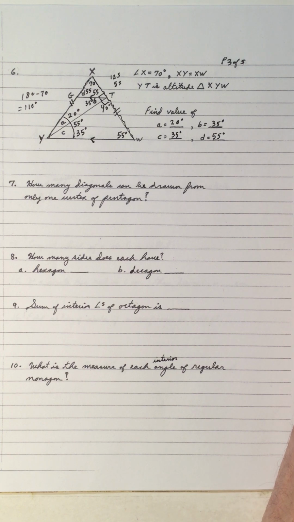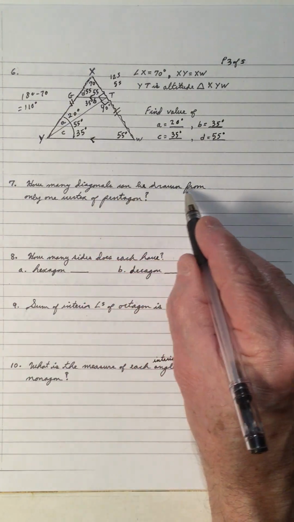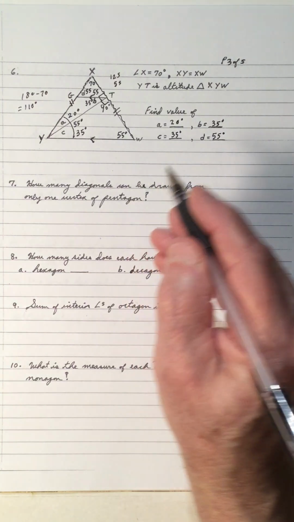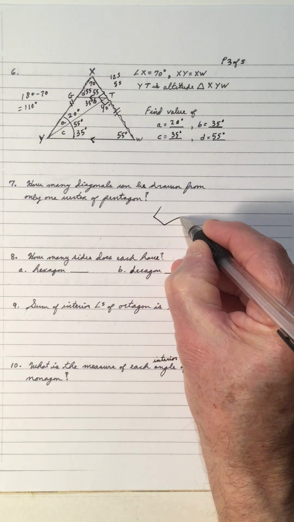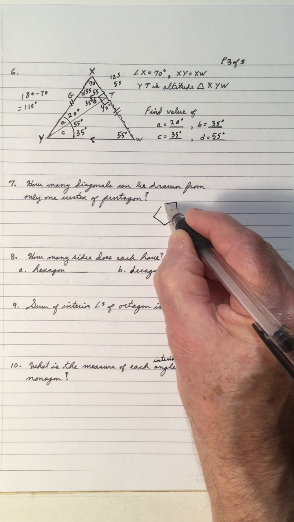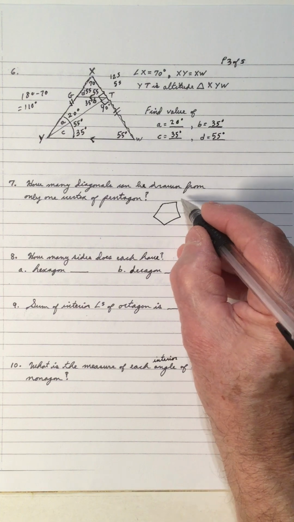Number 7. How many diagonals can be drawn from only one vertex of a pentagon? Well, a pentagon is 1, 2, 3, 4. A pentagon has 5 sides. How many diagonals can be drawn from only one vertex?